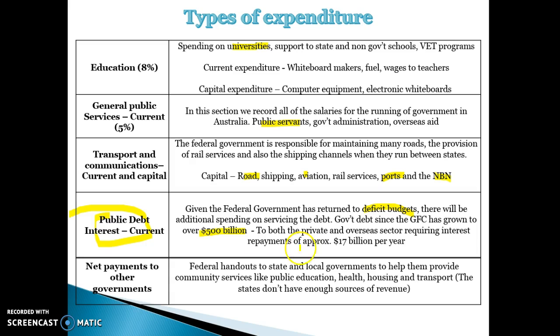Net payments to other governments, so federal handouts to state and local governments to help them provide things like public education and health is another example of a government expense. Just back to the public debt and the interest associated with that, you think about that, that's $17 billion going out of our economy every year that can't be spent on other goods and services.